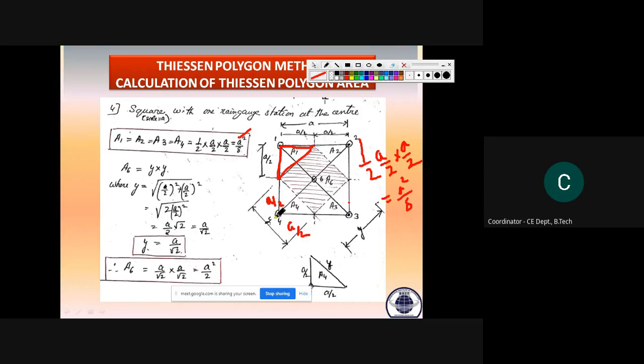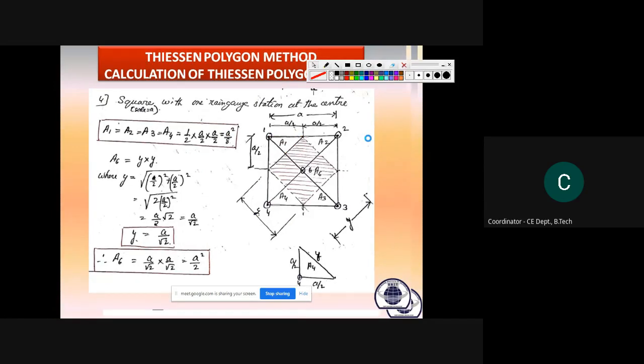The perpendicular is a by 2 and the base is a by 2, so the hypotenuse will be a by root 2. So the area of this sixth polygon will be a by root 2 into a by root 2, which is a square by 2. In this way we can estimate the area. This is simple.